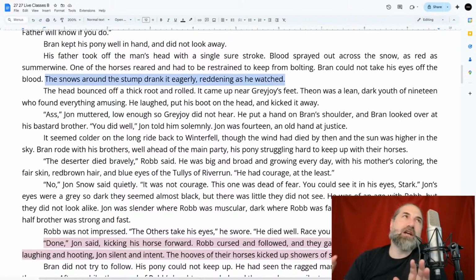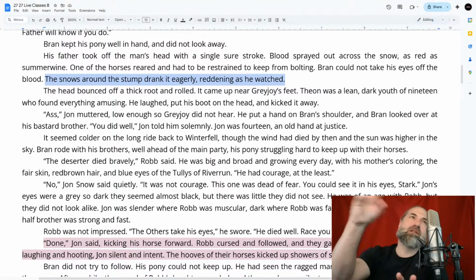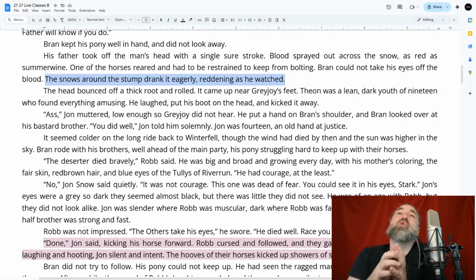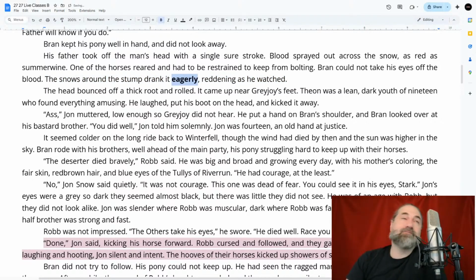Great. This is a great visual, by the way. It's personification, right? So the snow has a purpose now. Like we're giving life and choice to the snow. The snow around the stump drank it eagerly. So good. This is an ly word, but at the same time, that is a good line.